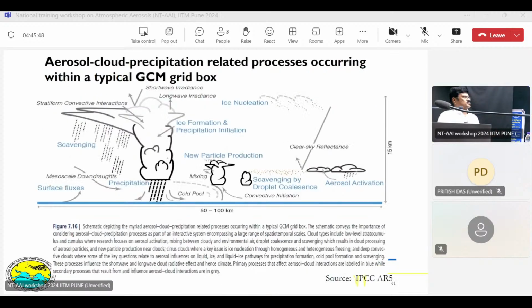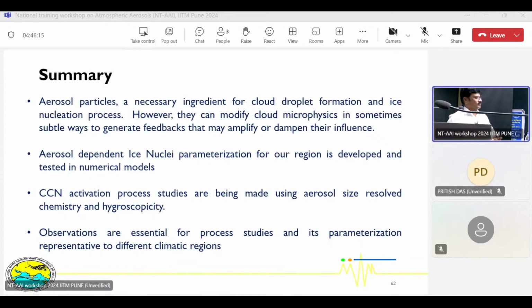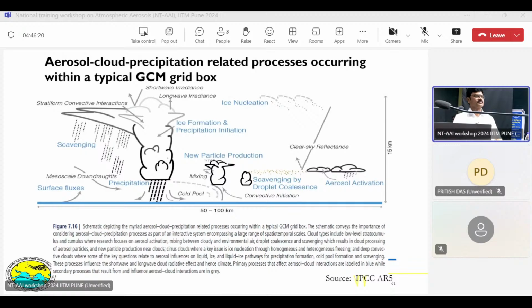So to summarize, we have a lot of processes happening in the atmosphere, even if you consider a single grid box. So we need to consider a lot of processes. For that, we need measurements, which need instrumentation, which has to cover size, optical characteristics, mobility, all these. Okay, so I'll stop here and take some questions.